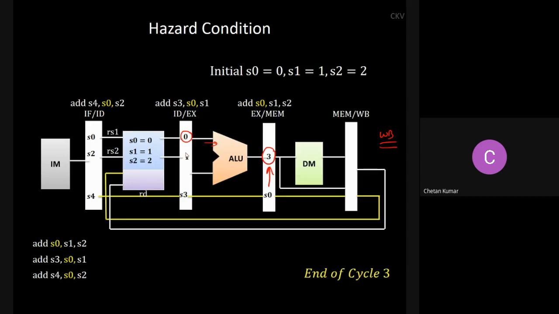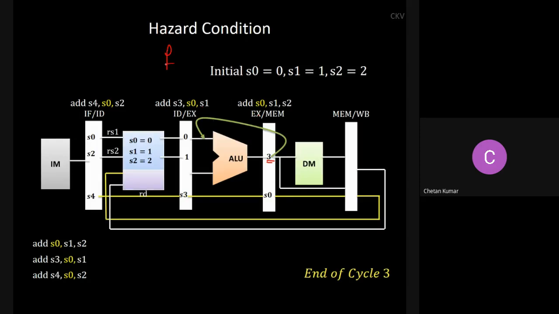Now, if I have to solve this problem with the help of forwarding, can you tell me a simple solution? How do I solve this problem? How exactly should I forward the value? I know that the S0 value is 3, which is already computed here, and I know that the S0 value is required at the input of the ALU. What I'll do is draw a data path such that this 3 is taken and sent to the input of the ALU.